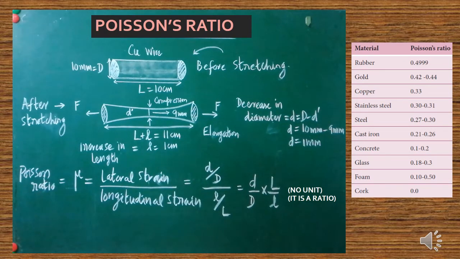In the tabular column, the Poisson's ratio of various metals is given. Rubber is highly elastic. Its Poisson's ratio value is 0.499. Cork is a very tough material. Therefore, its Poisson's ratio is 0. In the case of cork, though stress is applied, the change in length and the change in diameter are not seen. Therefore, its value is 0.